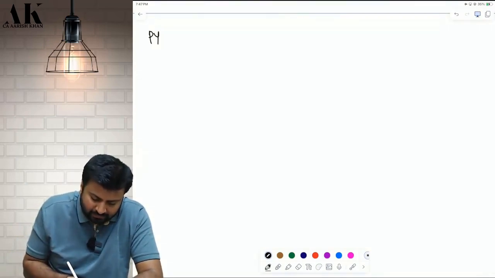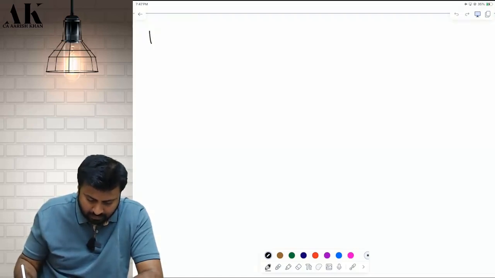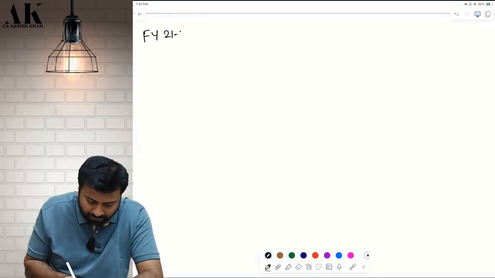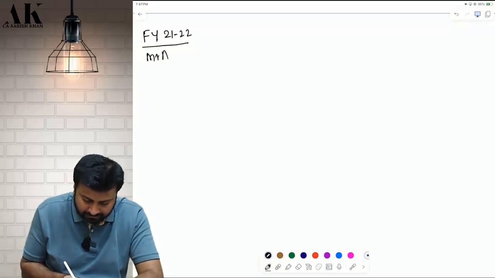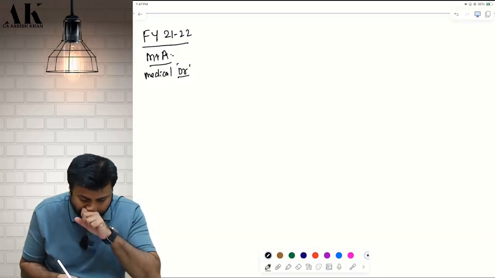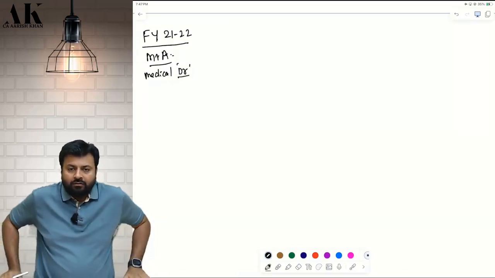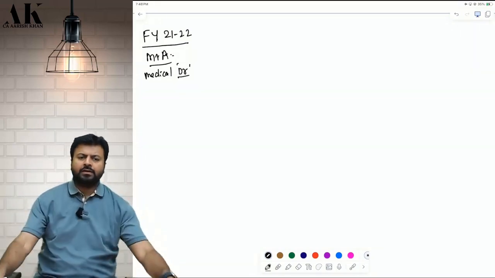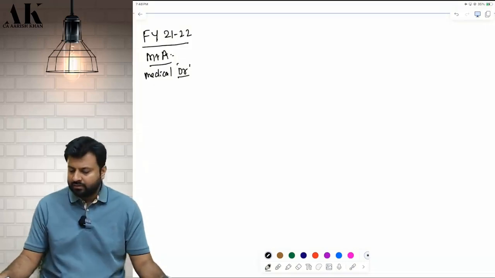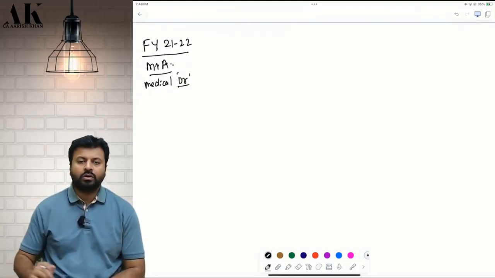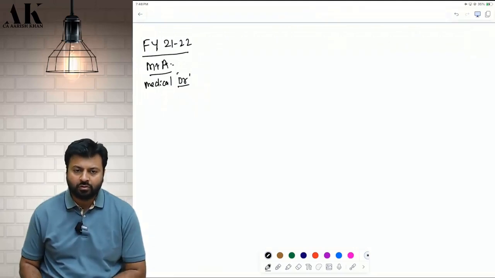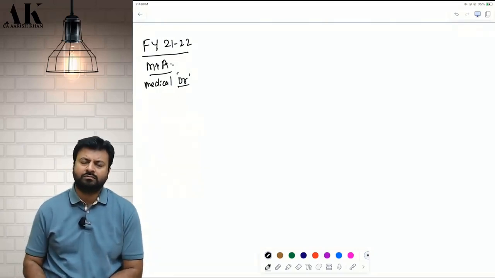Suppose this is the previous year, financial year 21-22. You are Mr. A. You are a medical doctor. Now you have just become a doctor and your parents, your friends, your relatives are asking you, what is your plan in life? Are you going to do a job? Are you going to join any hospital? Are you going to start your own clinic? Are you going to study further? What are you going to do?